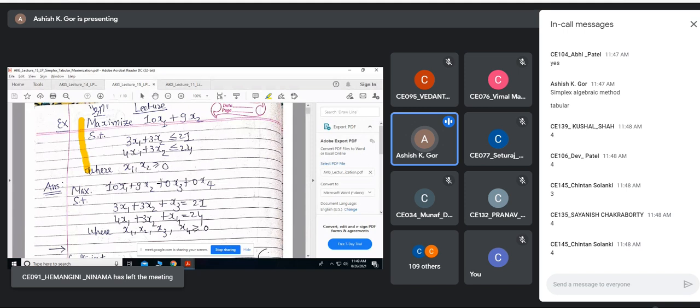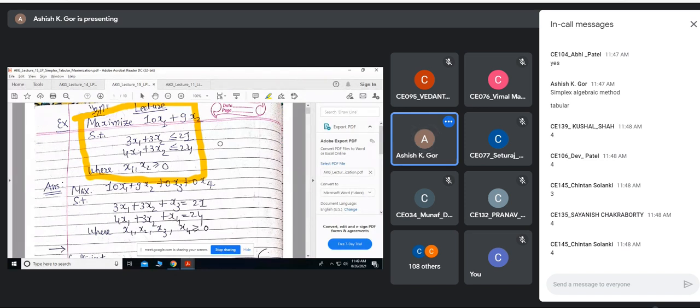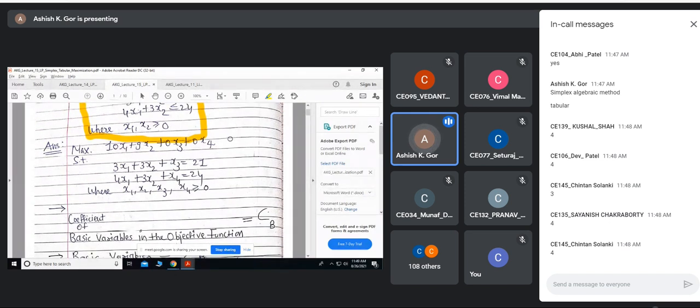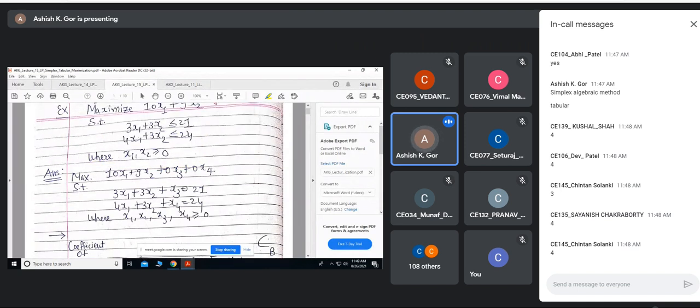Same problem I'm taking. Maximize 10x1 plus 9x2 subject to 3x1 plus 3x2 less than or equal to 21, 4x1 plus 3x2 less than or equal to 24. And then the same process, the first step is the same. I add the slack variables. x3 and x4 are called the slack variables. I make it an equation, x1, x2, x3, x4 greater than or equal to 0. And I also write the slack variables in the objective function. So 0x3, 0x4 means x3 and x4's coefficients are 0. These are the coefficients. x1's coefficient in the objective function is 10.